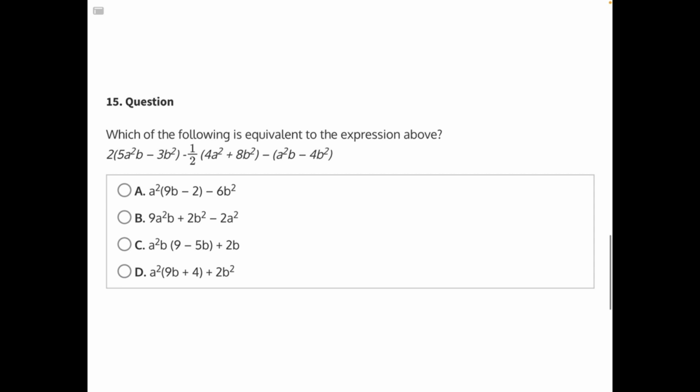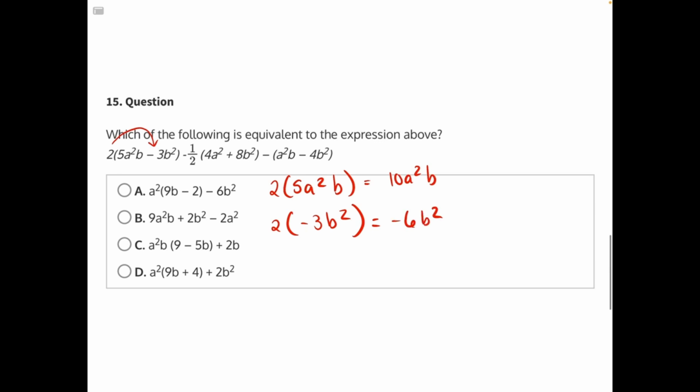Which of the following is equivalent to the expression above? Let's start by distributing the 2 into this first grouping here. So we would have 2 times 5a squared b, and then 2 times negative 3b squared. That would give us 10a squared b and negative 6b squared.